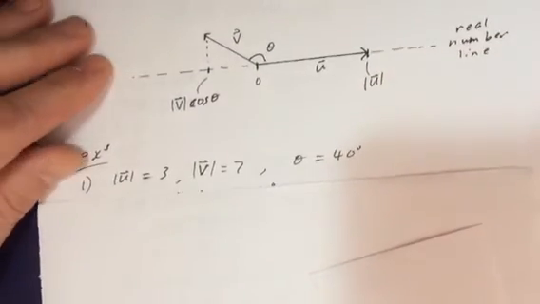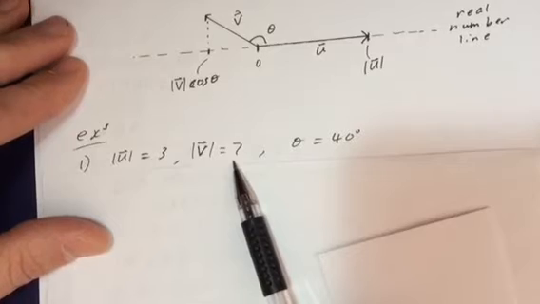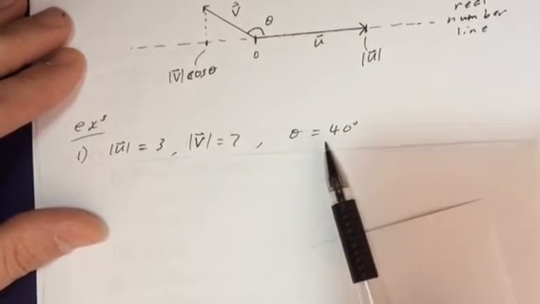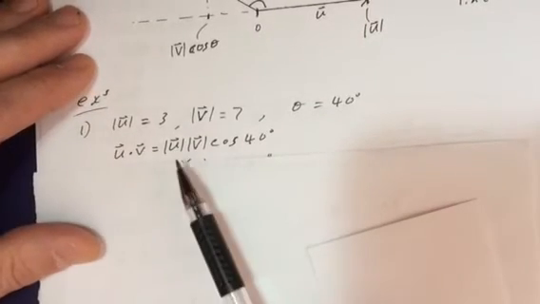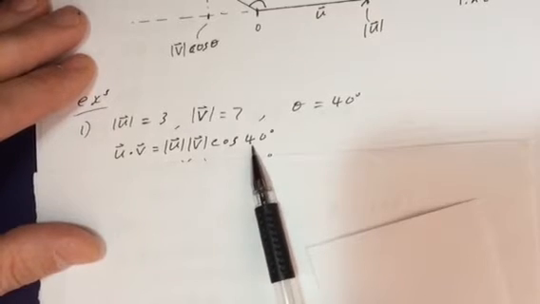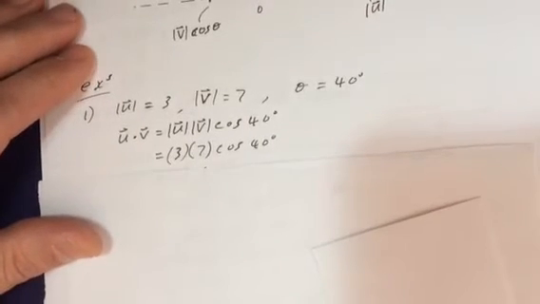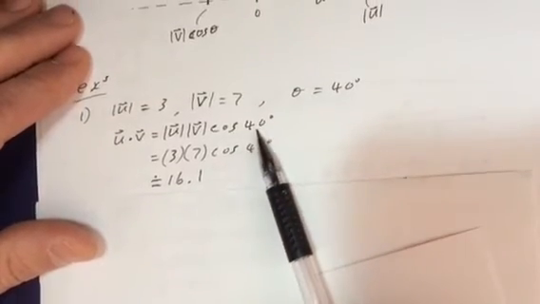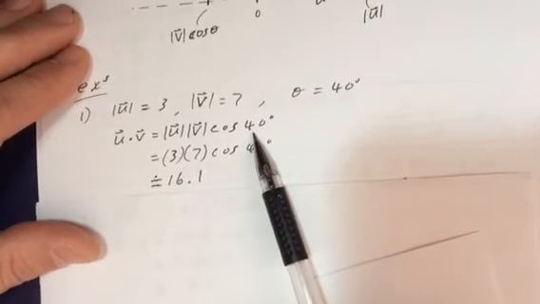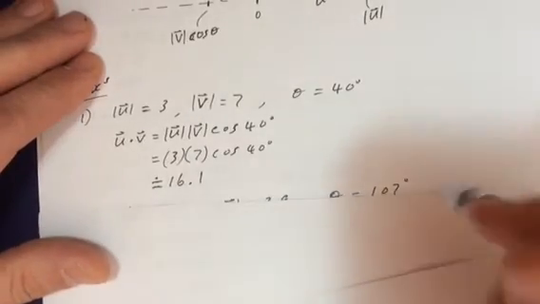Let's take a look at some examples. So if magnitude of u equals 3 and the magnitude of v equals 7 and theta equals 40 degrees, let's find their dot product. So u dot v equals the magnitude of u times the magnitude of v times cos of 40 degrees. 3 times 7 times cos 40 equals approximately 16.1 units. So in this case, the angle between the vectors is small, and their dot product is going to be positive because it's like multiplying two positive numbers.